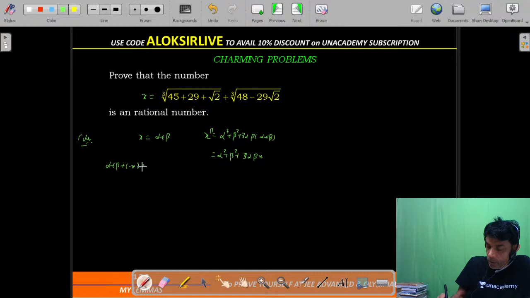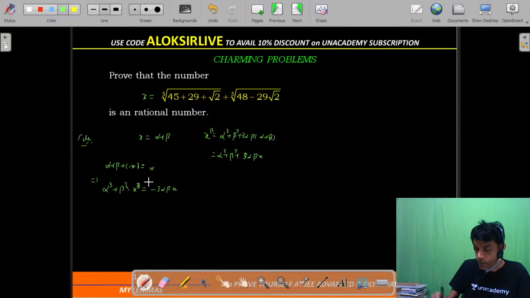So looking at this relation as the sum of three numbers, the sum of their cubes must equal three times their product, so negative of 3 alpha beta x. This is faster, way faster. See, you directly got this one. You don't have to do this one. So please make a note of it.